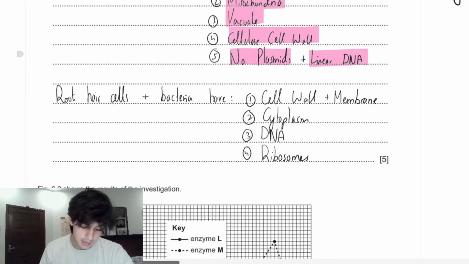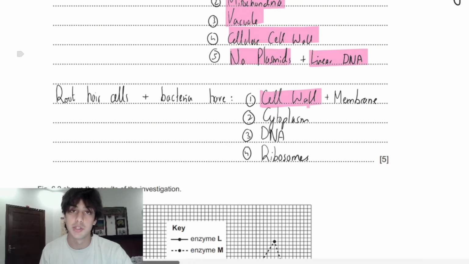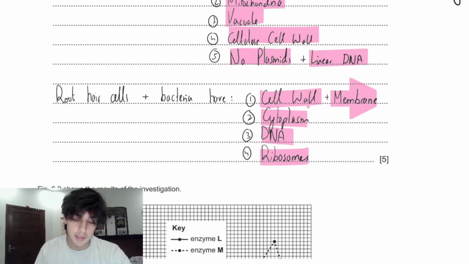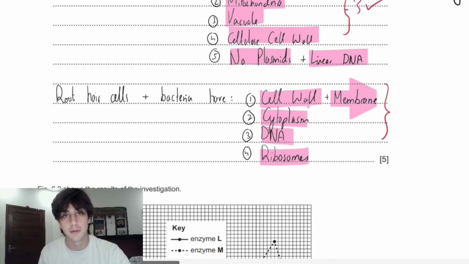And over here, root hair cells and bacteria both have a cell wall. We talked about this, even though the composition is different, the structure is still the same. They also have cell membrane, cytoplasm, DNA, and ribosomes. In accordance with the marking scheme, you just have to give a maximum of 3. So if you have 3, then you're good to go. And similarly over here, 2 to 3 should be fine as well. So 3 maximum over here too.